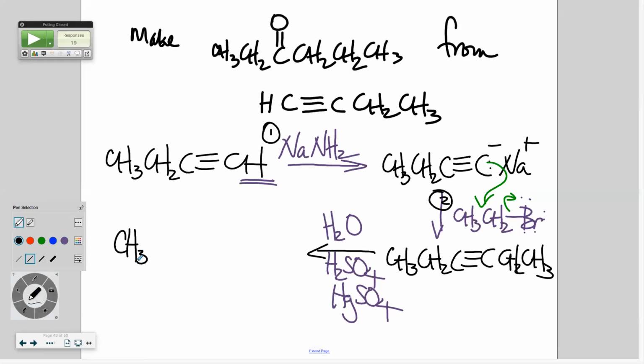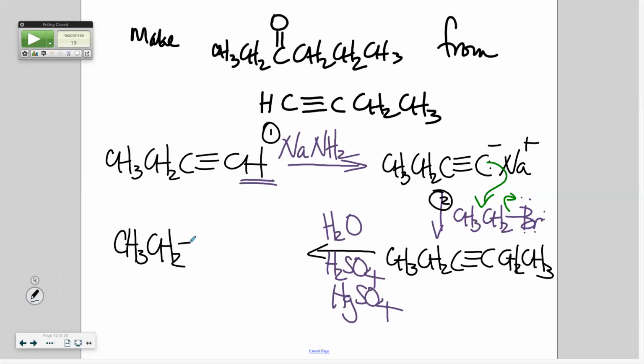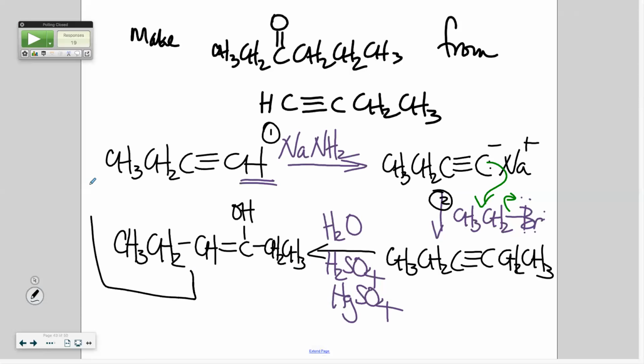Here's your clue. What do I get? What happens when I add water across a triple bond? What do I get? What do I get first? Put it that way. An enol. You can draw these as sticks too. Okay, and that tautomerizes to that. Okay, you didn't have to draw that, but I wanted you to remember it, so that's why.